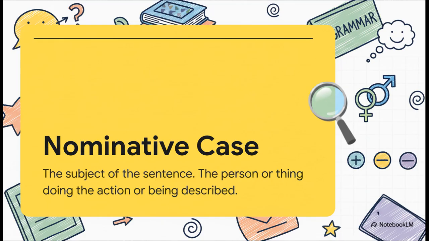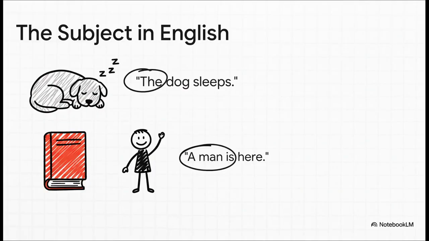And what's the subject? It's the star of the show. It's the person or the thing that's either doing something or it's the main thing we're talking about. Simple as that. And you know what? You're already an expert on this because it works exactly the same way in English. Take the dog sleeps. Who's doing the sleeping? The dog. That's our subject. How about a man is here? Who's here? A man. And in this last one, the book is read. Well, nothing's really doing anything, but what's the main thing we're describing? The book. See, you've understood what a subject is your whole life.